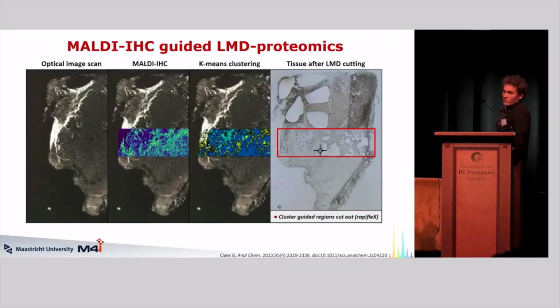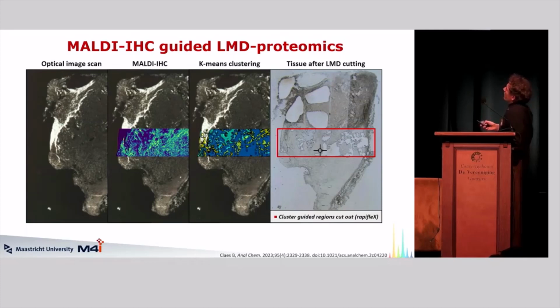Moving on to sort of the proteomics part of this, the spatial omics. So this is a bit of an overview of what we do in the spatial omics when we're talking mass spec imaging. So we first, of course, take an optical scan of our tissue, and then we do MALDI-immunohistochemistry in this case.